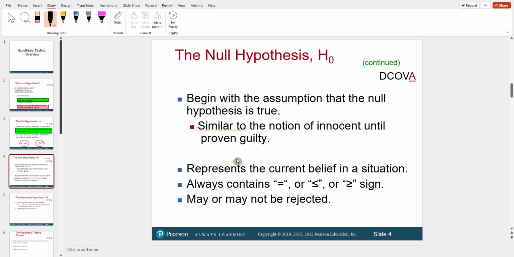You always begin with the assumption that the null hypothesis is true, and that's similar to the notion of innocent until proven guilty. It represents the current belief in a situation, and it always contains an equal sign. You can also use less than or equal to, or greater than or equal to. But whatever the case, it always has an equal sign in the null hypothesis. Your null hypothesis may or may not be rejected.